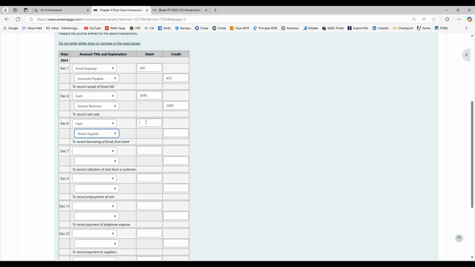Here we go, notes payable. Okay, and we've got $7,000 there. So cash going up $7,000, and our liability going up $7,000 concurrently.